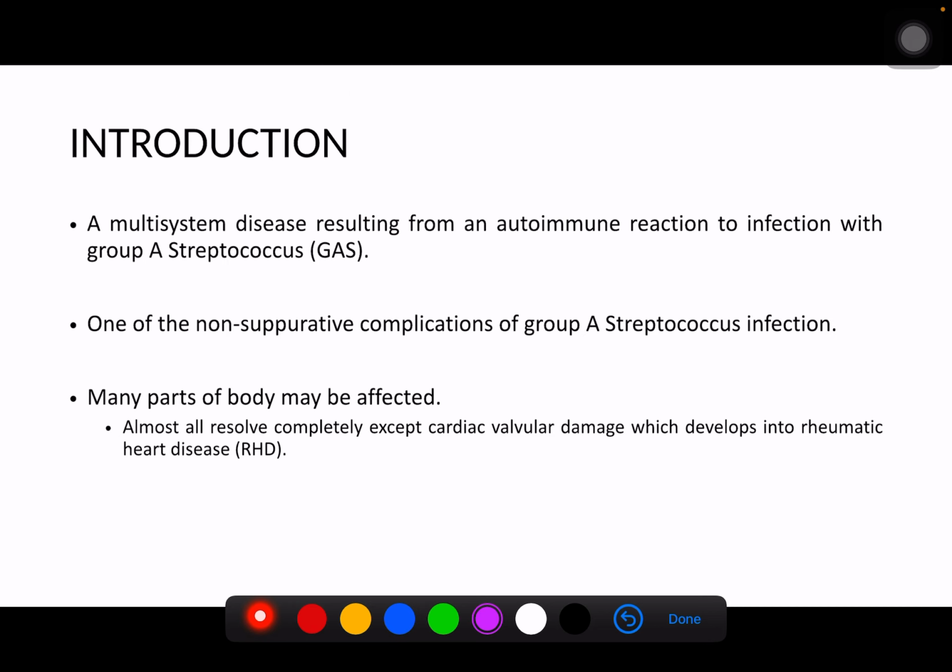So let's talk about acute rheumatic fever. Acute rheumatic fever is a multi-system disease resulting from an autoimmune reaction to infection with group A streptococcus. So there is group A beta hemolytic streptococcus, and against this infection there's formation of antibodies. Now these antibodies, after about 4 weeks, will not recognize self antigens. It will recognize self body tissues as antigens and form autoantibodies against them, and destroy them. The major component involved is the cardiac valve.